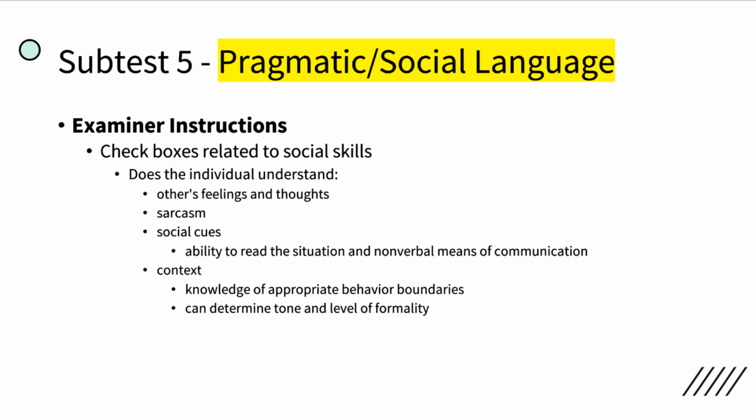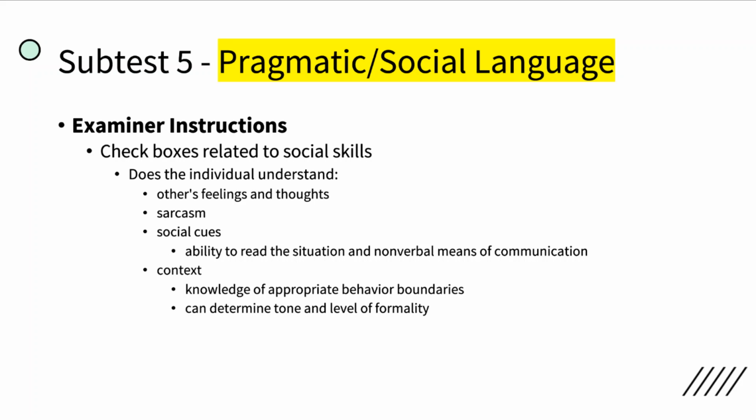The social cues box is to be checked if the individual is able to read a situation by interpreting the overall intent of the person or persons in the setting and interpret the meaning or implied meaning of actions, including the nonverbal means of communication. An example would be realizing that it is time to leave or that the communication partner wishes to or needs to end the conversation without that person verbalizing that intent.